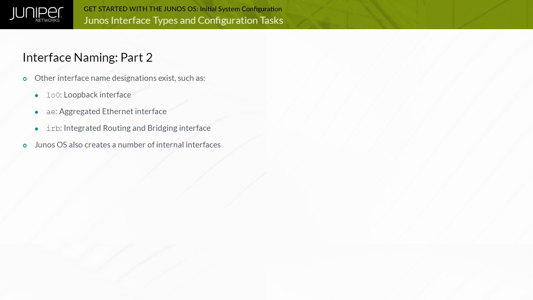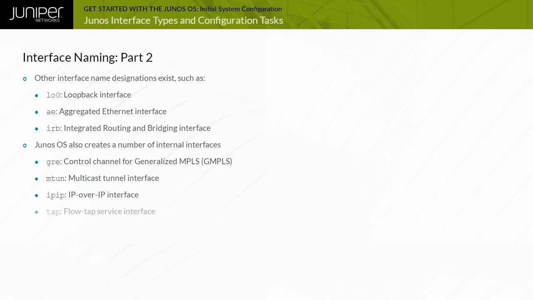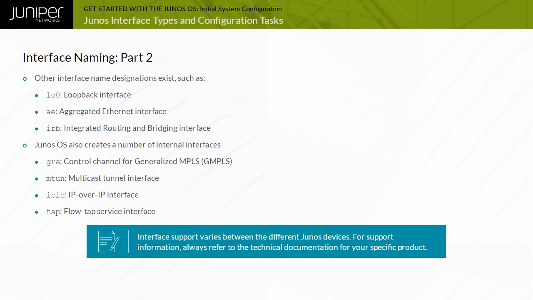Some examples are gre, Control Channel for Generalized MPLS or GMPLS, mtun, Multicast Tunnel Interface, ipip, IP over IP Interface, and tap, Flow Tap Service Interface. Note that the interface support varies between the different Junos devices. For support information, always refer to the technical documentation for your specific product.